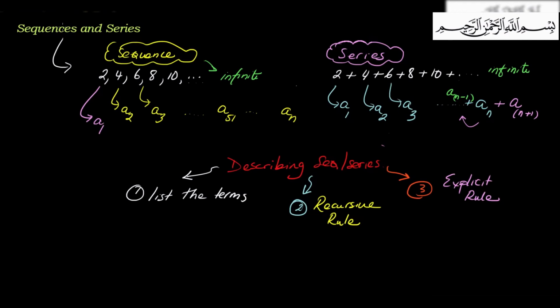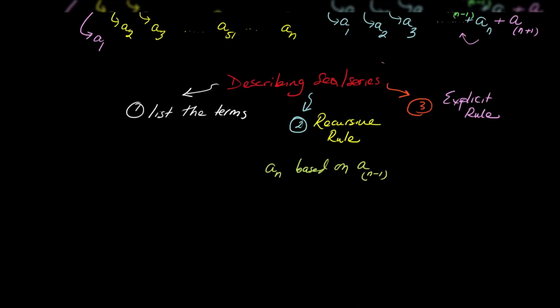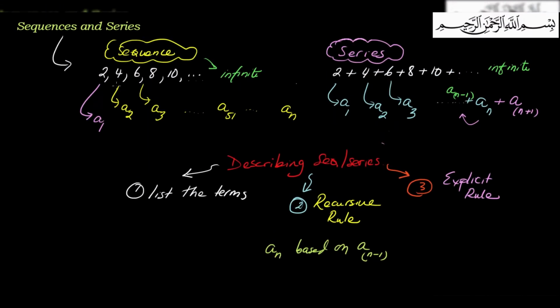Now, a recursive rule is a rule that allows you to get a particular term based on the term before. For example, a recursive rule allows you to get a sub n, the nth term, based on a sub n minus 1. In this particular case, you'll see clearly that you're adding 2 to each term. So you take 6 and add 2, you get 8, and then you add 2 to that, you get 10. So the next term can be generated simply by adding another 2.